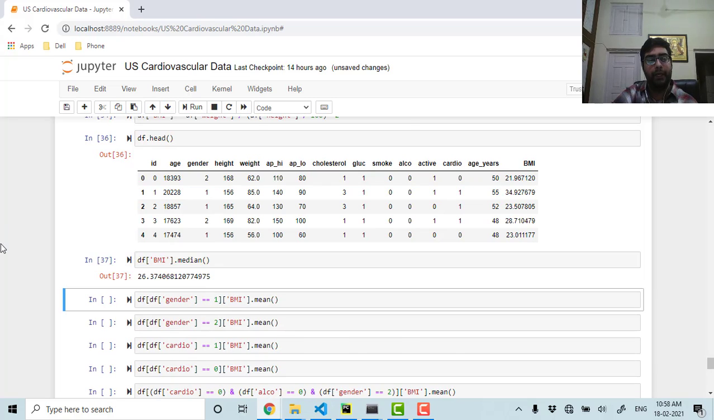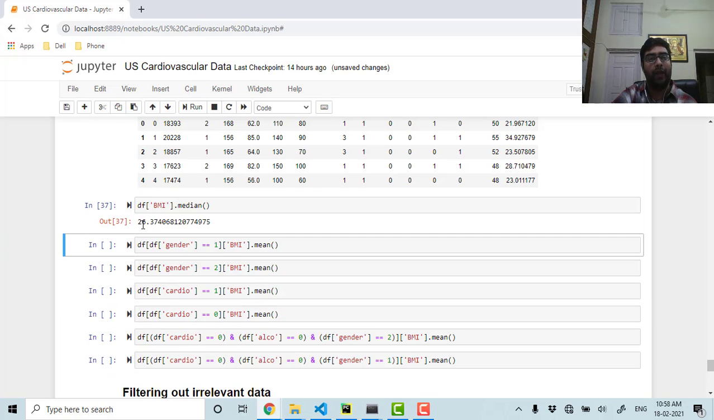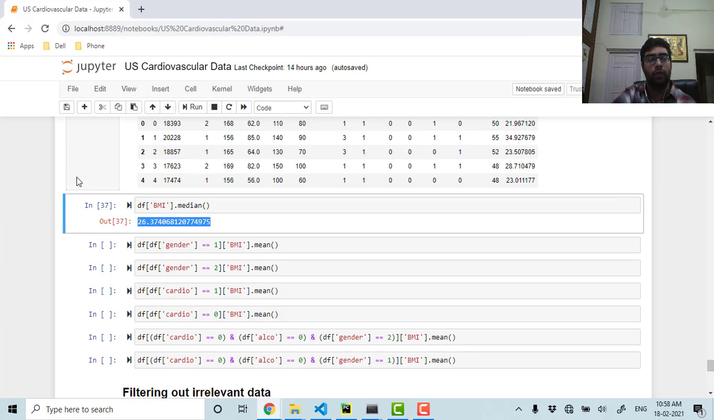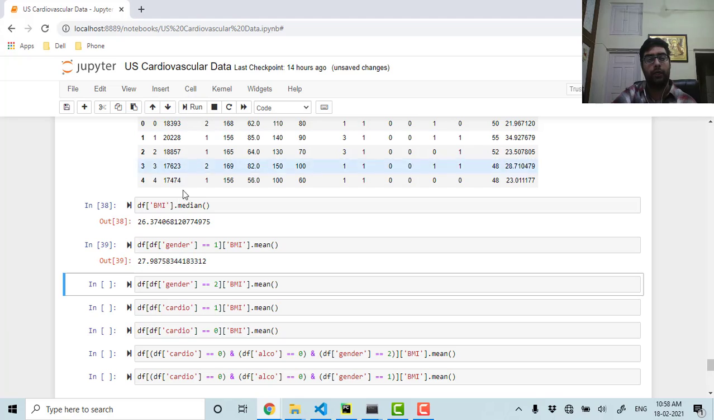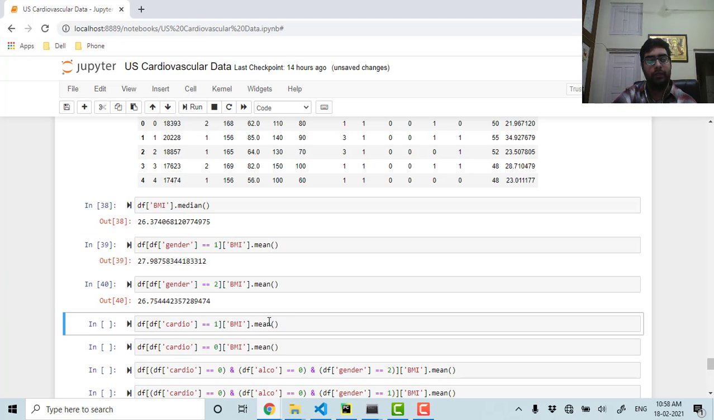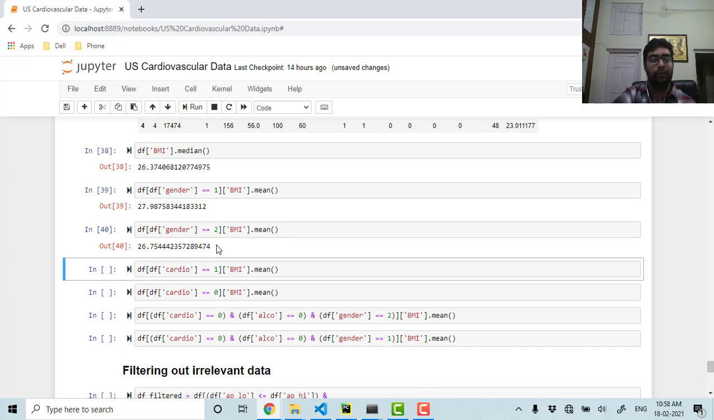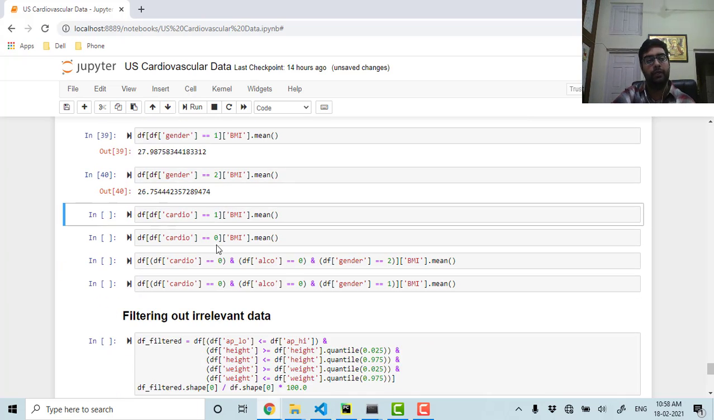In the BMI median, a good BMI is around 25, as it is said, and in our data also it is around 26.3. So I think that it is correct. Let's see the average BMI for women, as we have one as women. So the average BMI in our data set is around 28, which is pretty high. And let's analyze the BMI data for men as well. So we have BMI for men as 26.7.